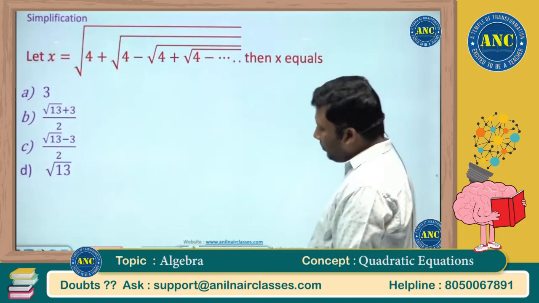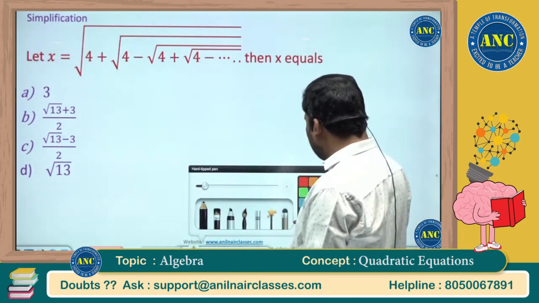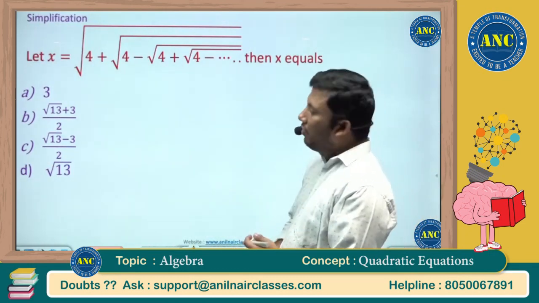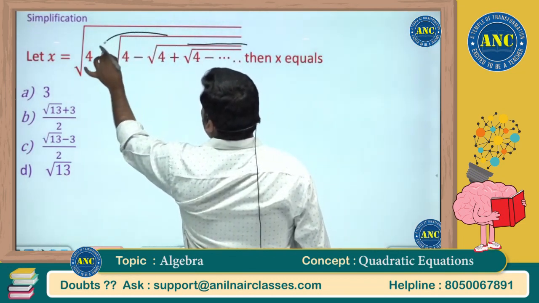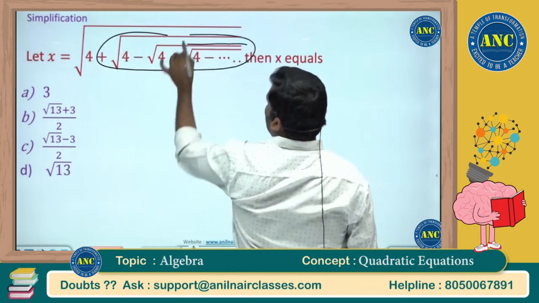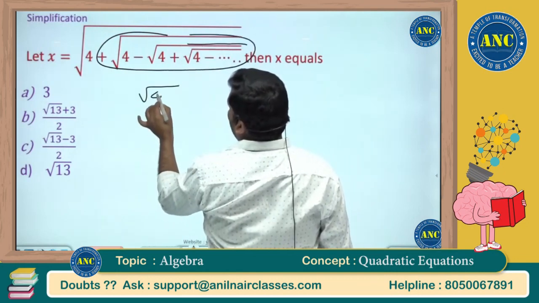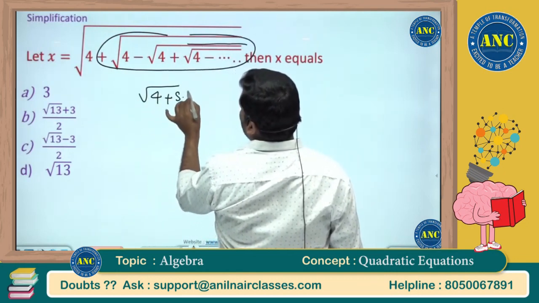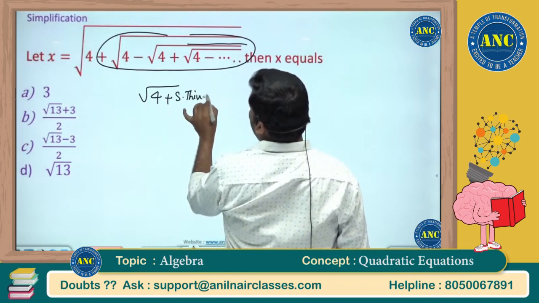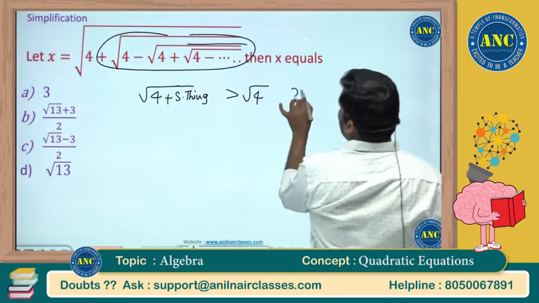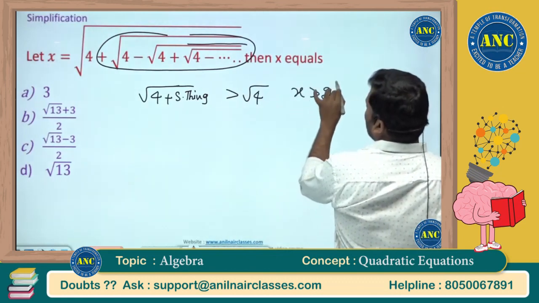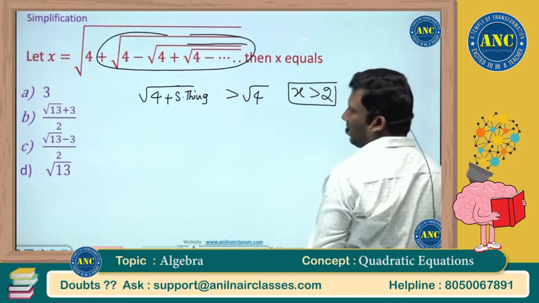Next one. Same thing we will do here also. Square root of 4 plus 4 minus. Assume this entire thing is not there. Root 4 is 2. 4 plus something, 4 plus some positive value. That means answer is greater than 4. That means x should be greater than 2.